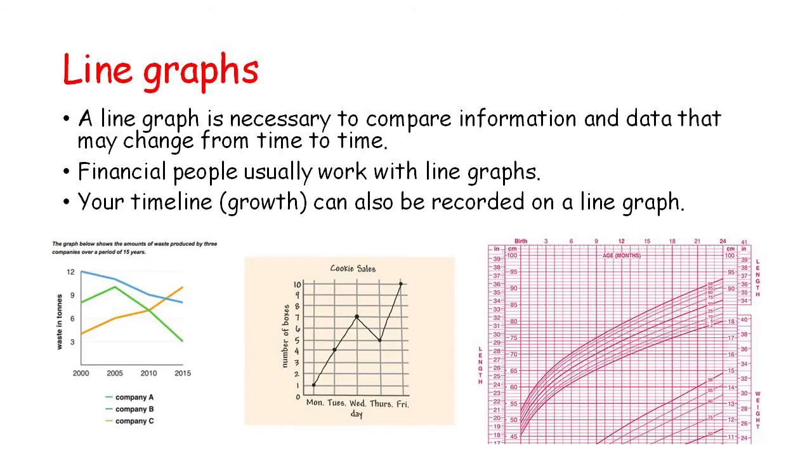The last type of graph we'll be looking at is a line graph. Now, a line graph is needed because we use it to compare information and data that may change from time to time. So in other words, over a certain period of time, we see that there may be a little bit of a change. So then the graph drops a little bit, and then it increases, and then it maybe drops a bit, and then it stays the same, and then it increases. So it changes over time.